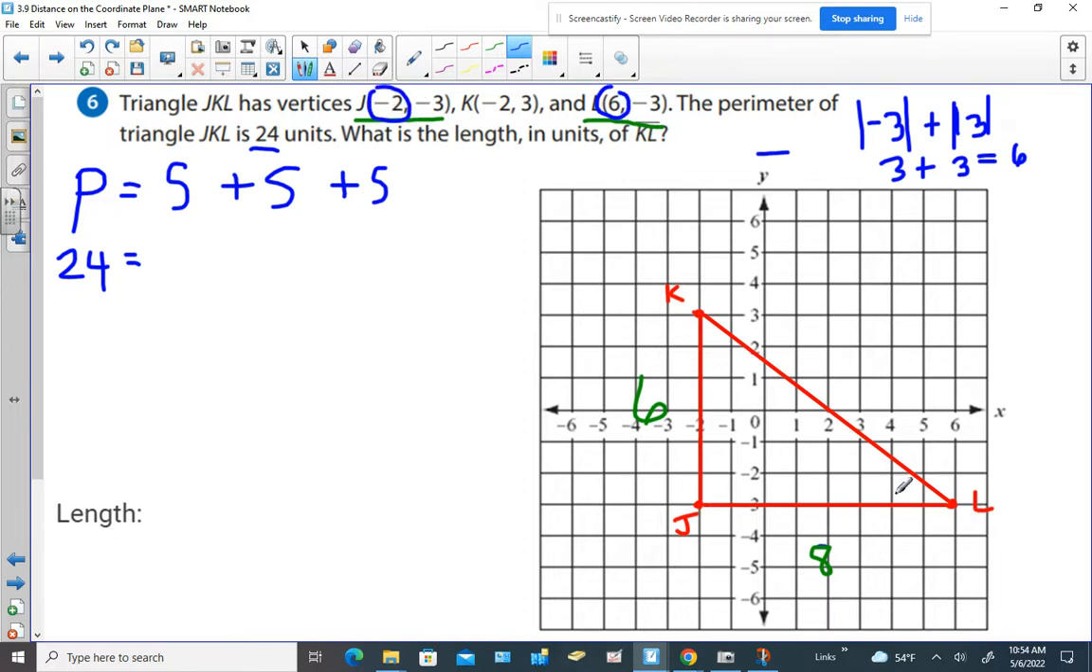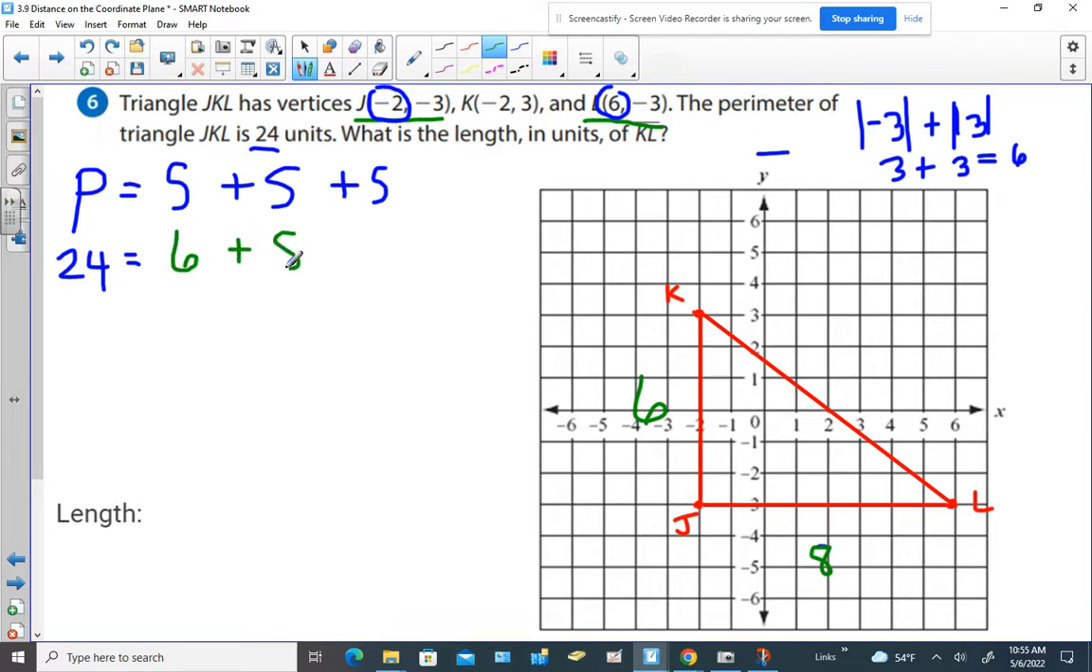They're in different quadrants. The rule is when your points are in different quadrants, you add the absolute value of these two things. So the absolute value of -2 would be 2. The absolute value of 6 would be 6. 2 plus 6 would give us the 8. All right, so let's substitute those numbers in. We know one of the sides is 6 and we know the other side is 8.